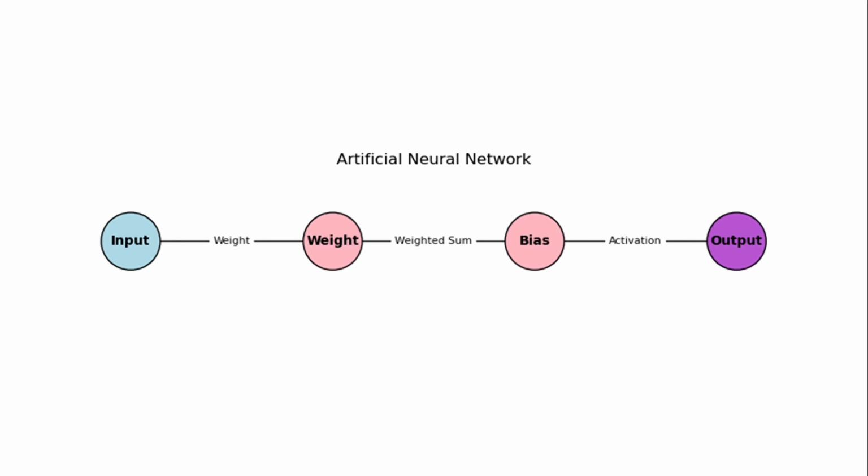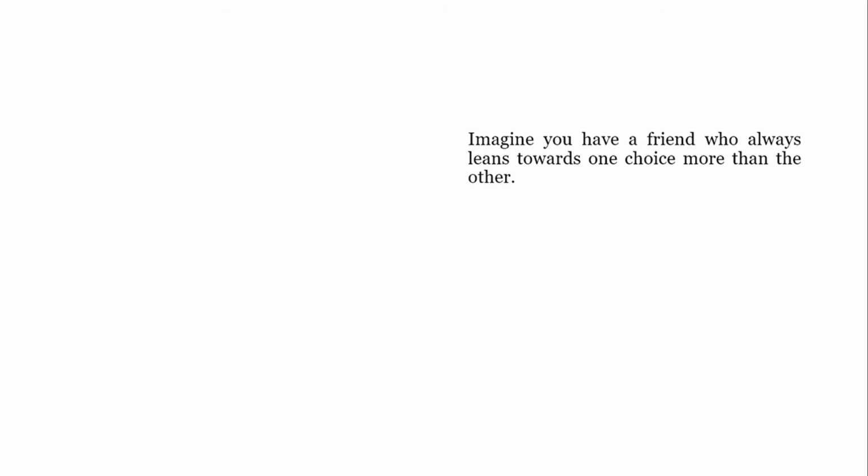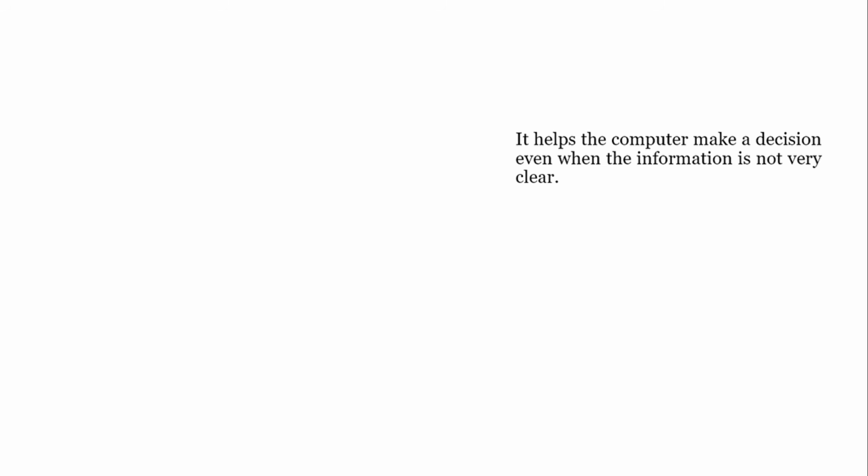Apart from the importance of weights, there is something else that helps our special computer decide if a fruit is an apple or an orange. It's called the bias, and it's like a special starting point for making decisions. Imagine you have a friend who always leans towards one choice more than the other. Even if the information is not very strong, they still have a preference. In our computer, the bias is similar. It helps the computer make a decision even when the information is not very clear.